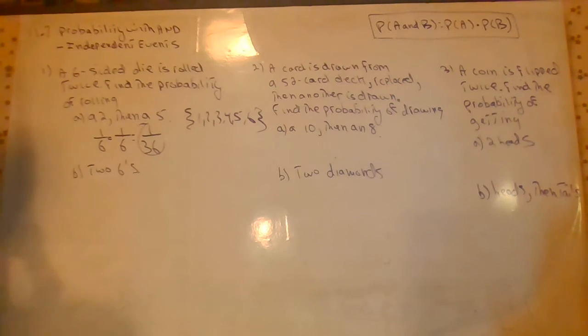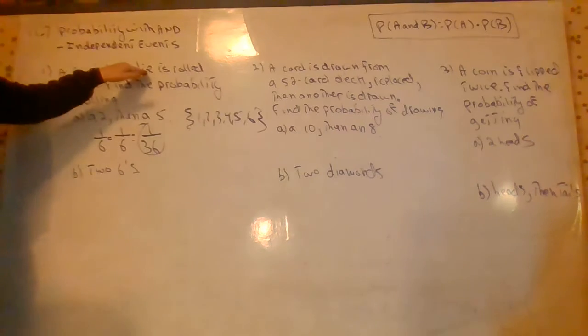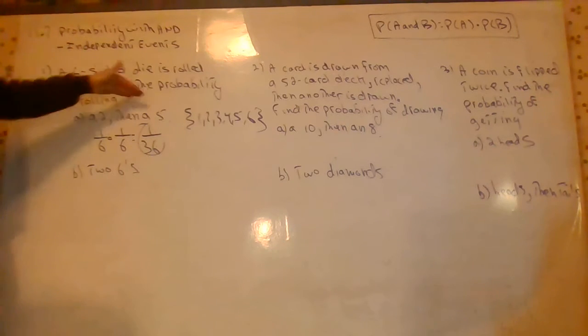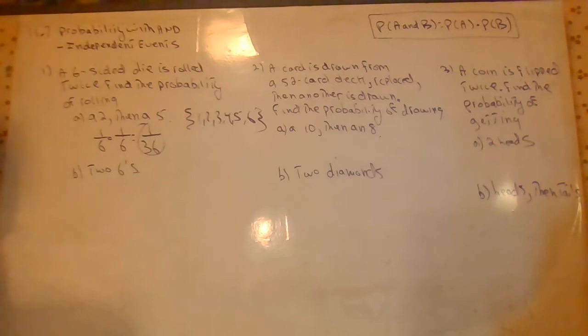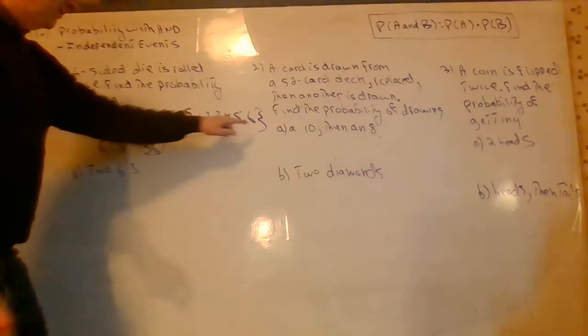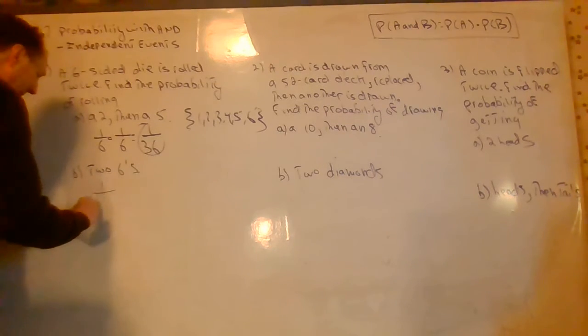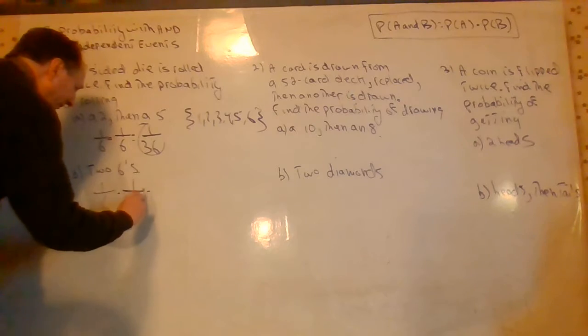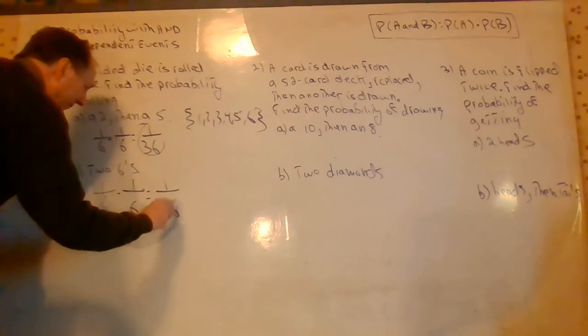Now, these are independent because a die has no memory. We roll it, it's a 2, it does not remember what happened. The first roll has no impact on the second. These are two totally independent events. Two 6s, well, the first 6 is going to be 1 out of 6. And the second 6 is 1 out of 6, and it's 1 out of 36.